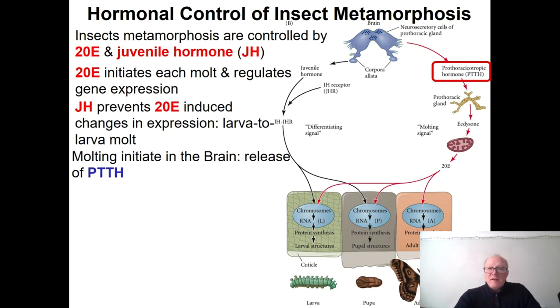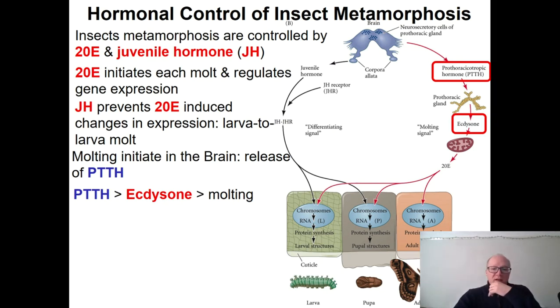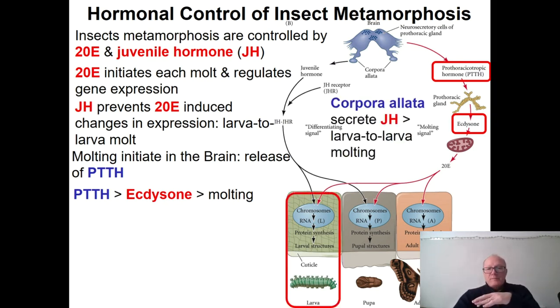So the brain produces prothoracicotropic hormone, which instructs the prothoracic gland to express ecdysone. Ecdysone is the molting signal. Now, the PTTH induces the expression of ecdysone, and ecdysone will instruct the initiation of molting. Now, the corpora allata, which is another gland in the insect, produces juvenile hormone. So if the corpora allata produce juvenile hormone, then ecdysone can only produce larva to larva molting.